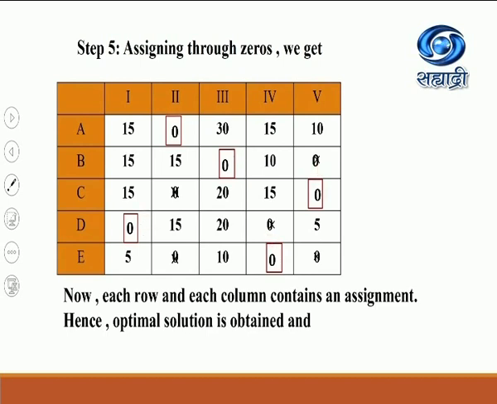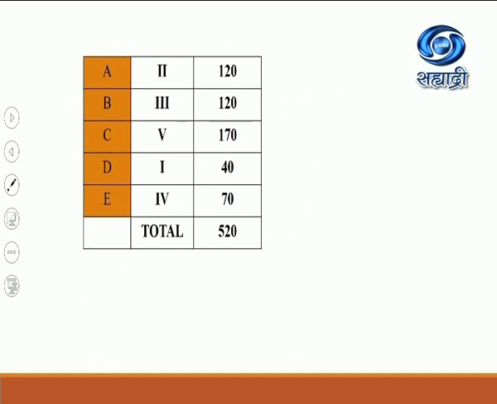Now each row and each column contains an assignment, hence optimal solution is obtained, and the optimal solution is A is assigned to 2, B is assigned to 3, C is assigned to 5, D is assigned to 1 and E is assigned to 4. From the original matrix we get 120, 120, 170, 40 and 70. So total is 520. Minimum distance travelled is 520 kilometers. In this way we can solve the assignment problem by Hungarian method.